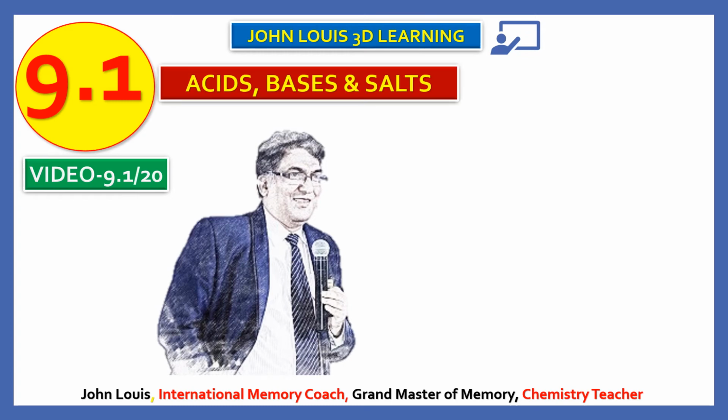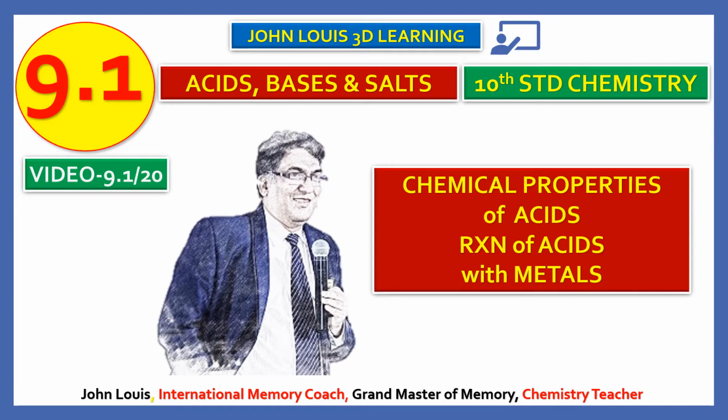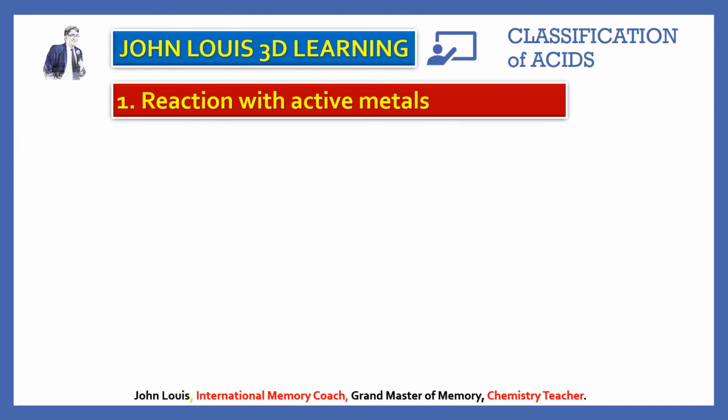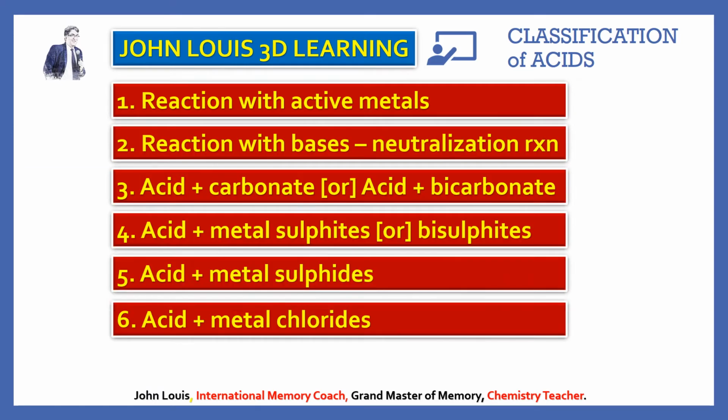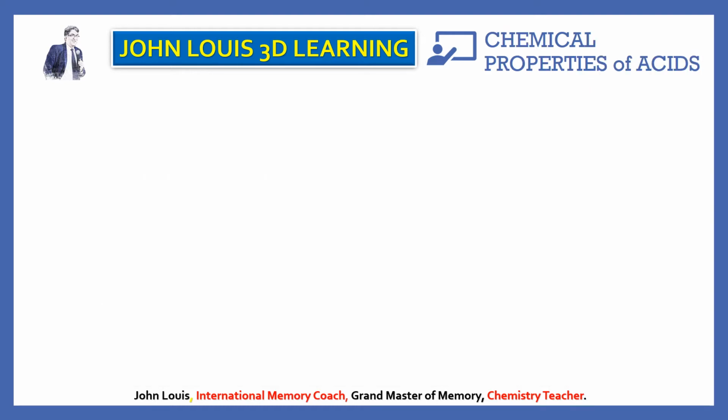In this presentation, we are going to see acids, bases and salts. The topic is chemical properties of the acids, mainly reactions of acids with metals. Already we know in the previous video lesson, we have got 7 properties, out of which we are going to see the first property, reaction with active metals. Reactions of acids with active metals we are going to see in this presentation. Now let's see in detail.